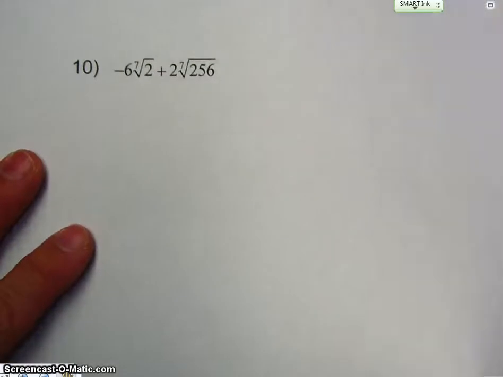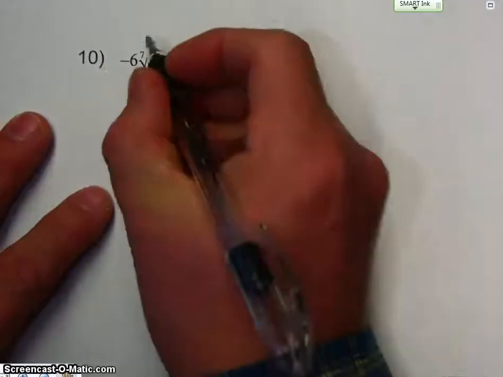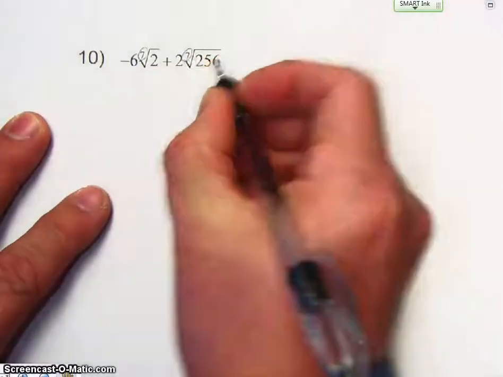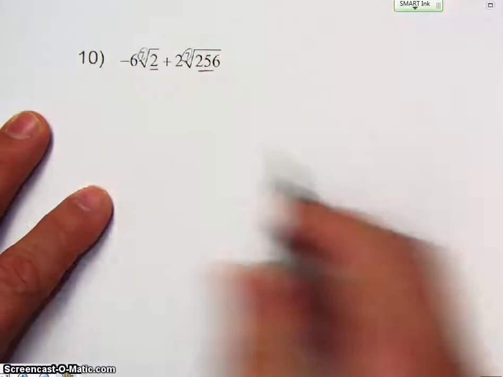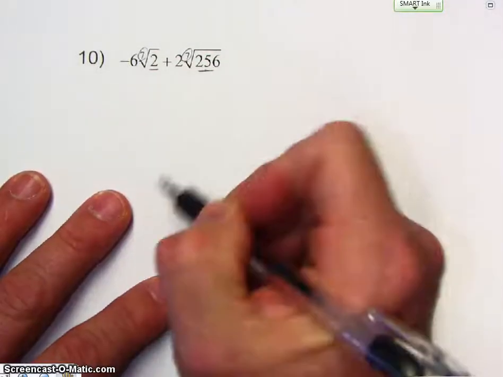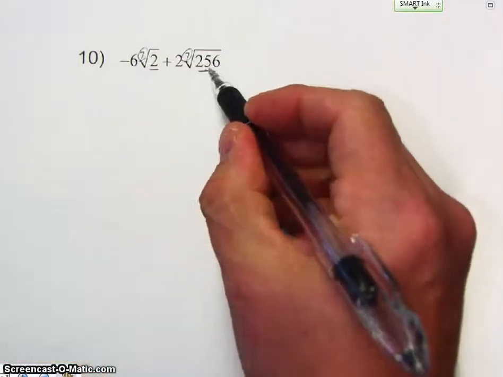All right, last example. All right. They have the same index, but these are not the same. So we can't add or subtract these yet until they are. So let's go ahead and simplify this one.